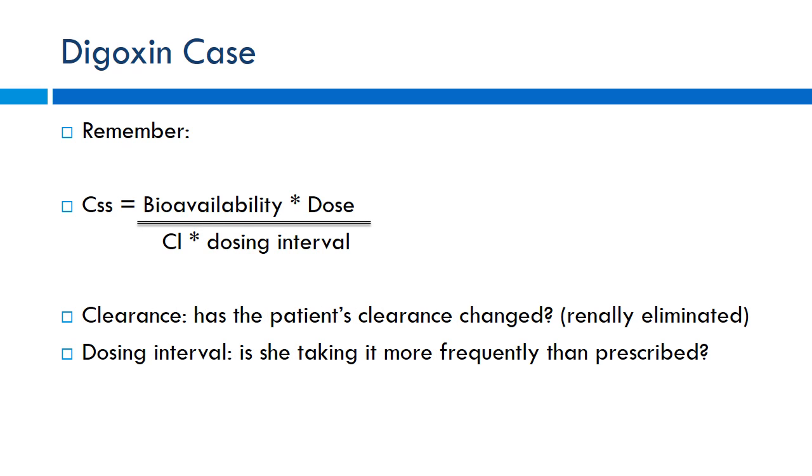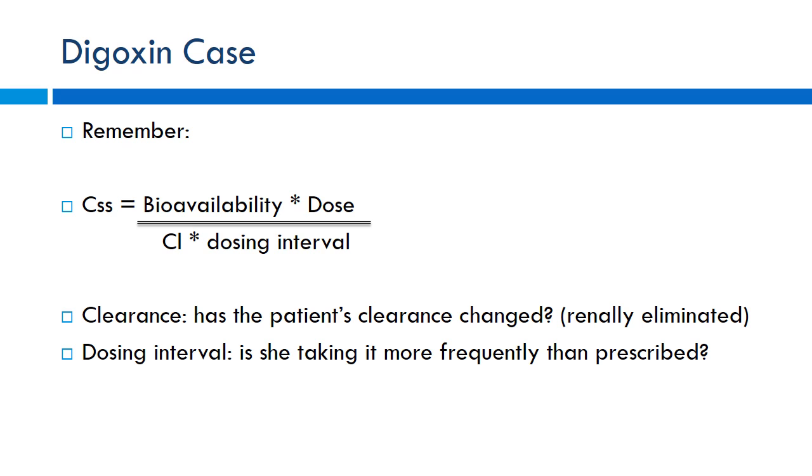Then the clearance. Okay, maybe the patient isn't taking too much. What are some other reasons why she could have too high a level? The next thing could be clearance. If she's not clearing the drug like she should, say for instance her renal function took a hit recently, that can happen, right? Just having an acute change in renal function can certainly lead to supratherapeutic levels. That could be one thing we want to worry about.